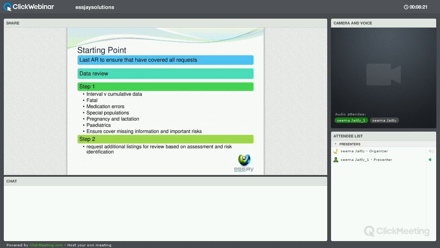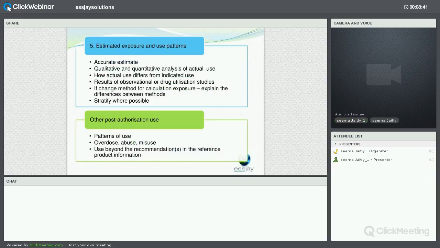Okay, now I thought what would probably be useful is to just go through bits of the PSU. I'm not going to cover every section because there's no point going through the introduction and the marketing authorizations, etc., because those are quite standard. They haven't really changed that much from the old style PSUR to this. So I just thought I'd touch on exposure to start with and use patterns, because this did change.